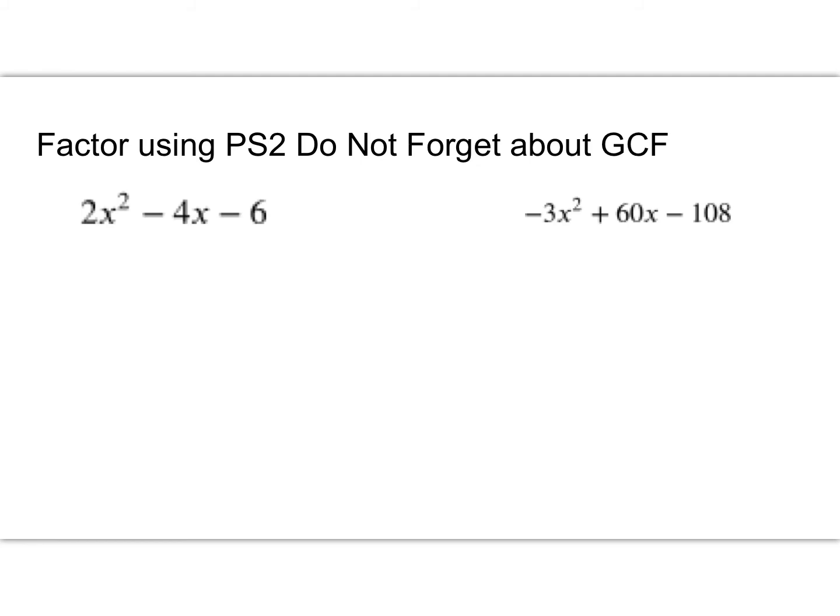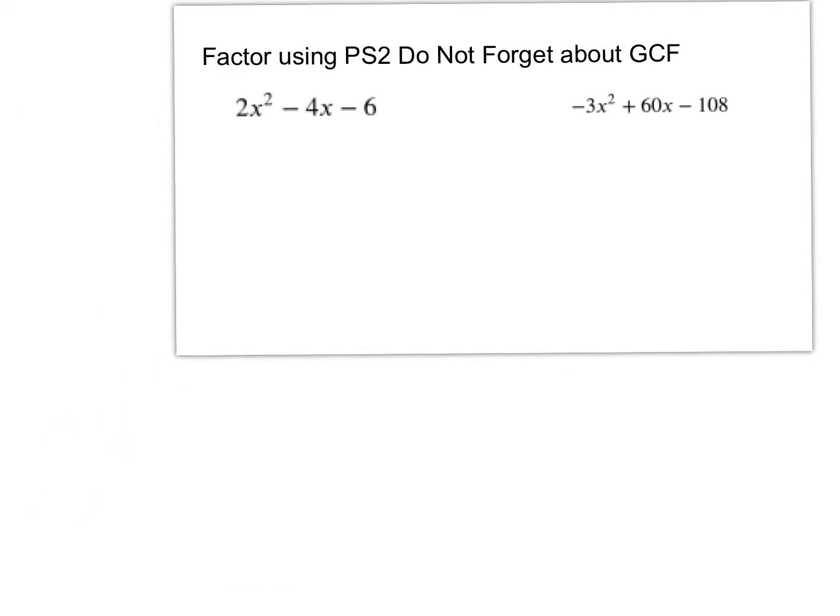All right, now, one of the big things that is commonly forgotten with factoring is the fact that you should always be looking for GCF first, okay? Can't forget about this, okay? Especially when it comes to larger factoring like PS2, because it may be the difference between you doing just a simple PS2 or doing a more complicated function, okay?